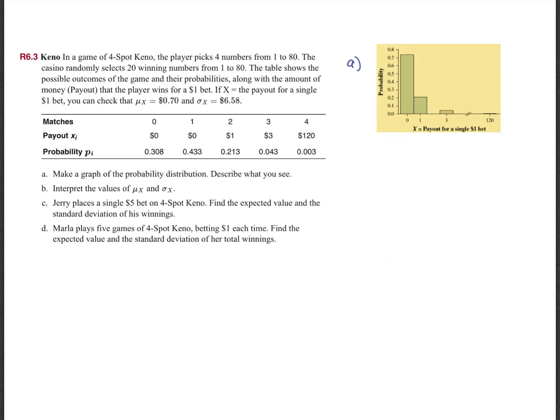So in a game of 4-spot Keno, the player picks 4 numbers from 1 to 80. The casino randomly selects 20 winning numbers from 1 to 80. The table shows the possible outcomes of the game and their probabilities, along with the amount of money, the payout, that the player wins for a $1 bet. If X equals the payout for a single $1 bet, you can check that the mean of X is 70 cents and the standard deviation is 6.58.